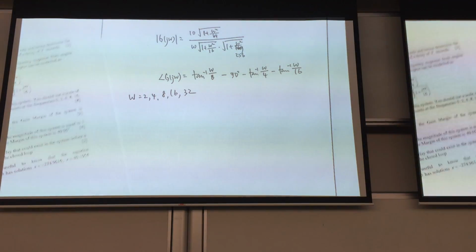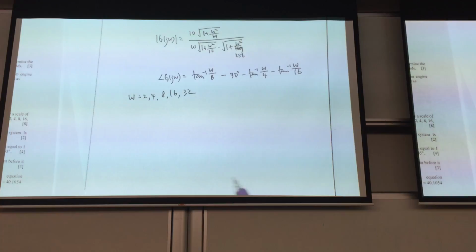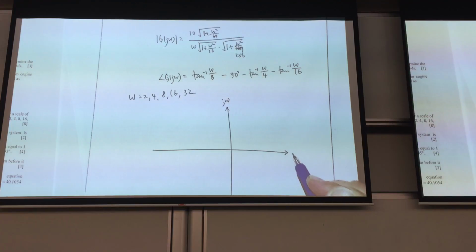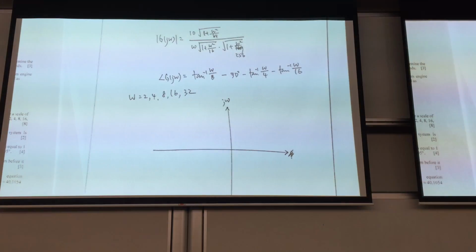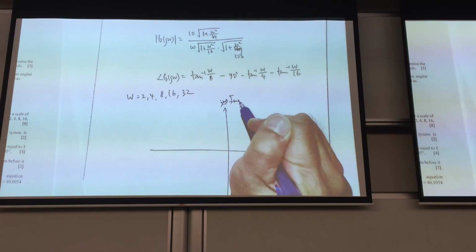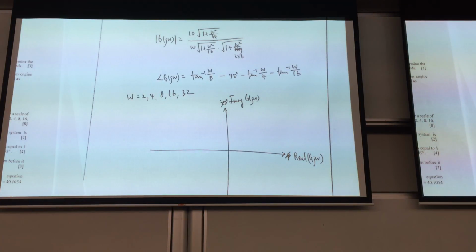When you work it out, you need to go back and plot it. What you're plotting is basically at the G plane. So this is the real part of G(j omega), and this is the imaginary part of G(j omega). Okay, so this is a G plane.